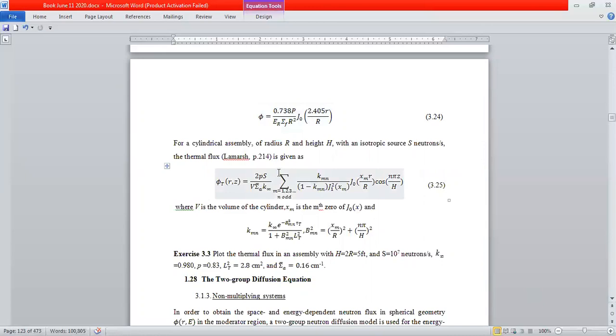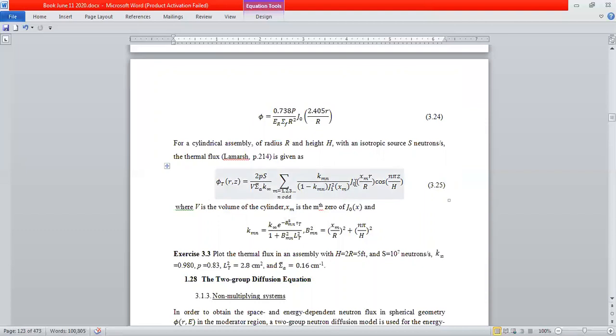A reactor is not an infinite cylinder, it's a finite cylinder. It's got a radius and a height. So if you extend that analysis, what you see over here is the thermal flux as a function of radius and height. Z is the z-axis. It's got the resonance escape, the source, the volume, the sigma A, the K infinity, summation over n odd and m.